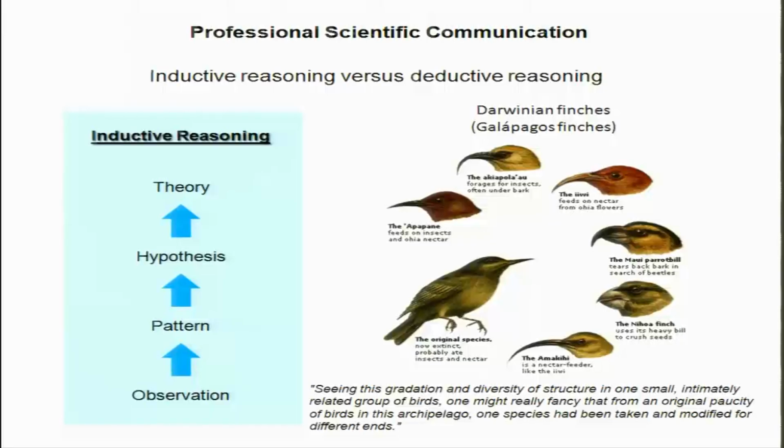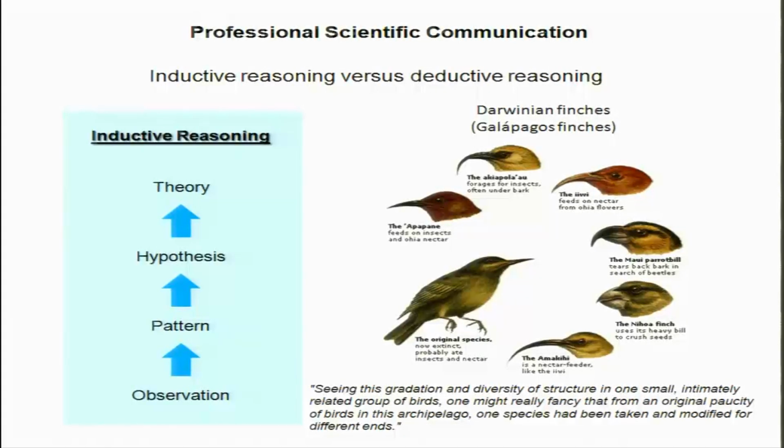The little text shown at the bottom of this slide is verbatim what I copied from Darwin's book. "Seeing this gradation and diversity of structure in one small intimately related group of birds, one might really fancy that from an original paucity of birds in the archipelago, one species had been taken and modified for different ends." The structure he refers to is the beak. Meaning one particular species came and settled, populated different parts, and then gradually underwent changes. Now you have distinct species.